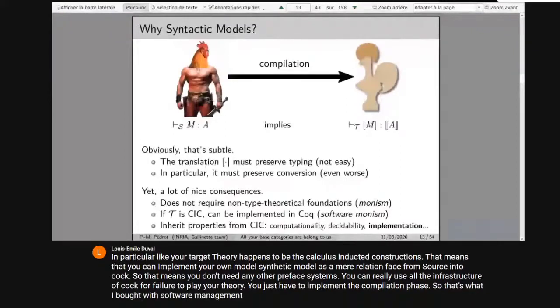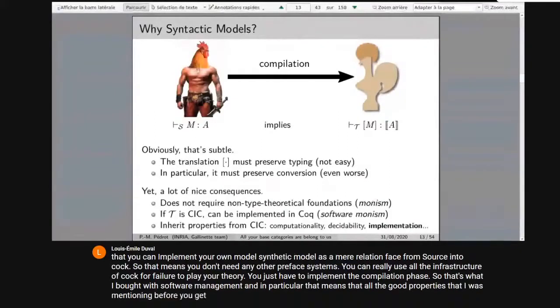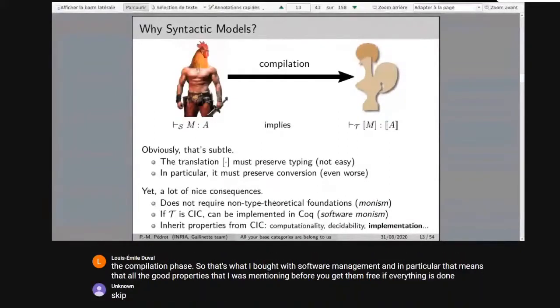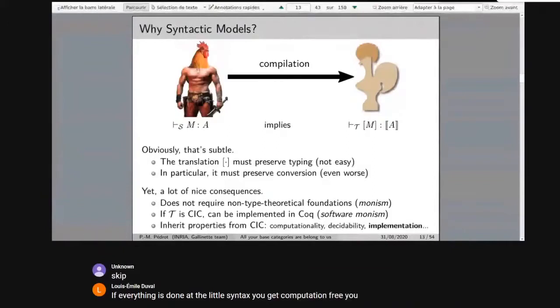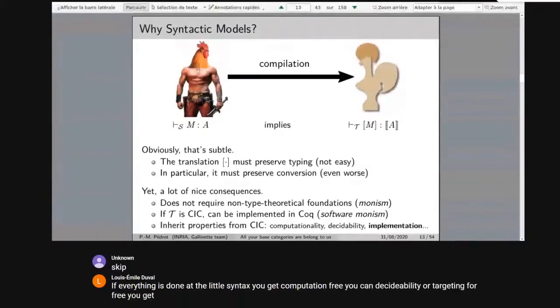And in particular, that means that all the good properties that I was mentioning before, you get them for free. Everything is done at the level of syntax. So you get computation for free, you get decidability of type checking for free, you get the implementation, as I mentioned, you can reuse Coq. So it's a very powerful kind of model.